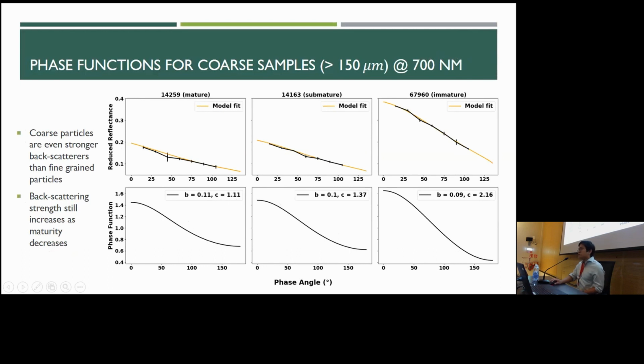So we believe this is good verification that the results from the fine grain samples and the coarse grain samples are consistent. Something to keep in mind is this is all done at 700 nanometers, which is around the main wavelength for both Hapke and ShadowCam.